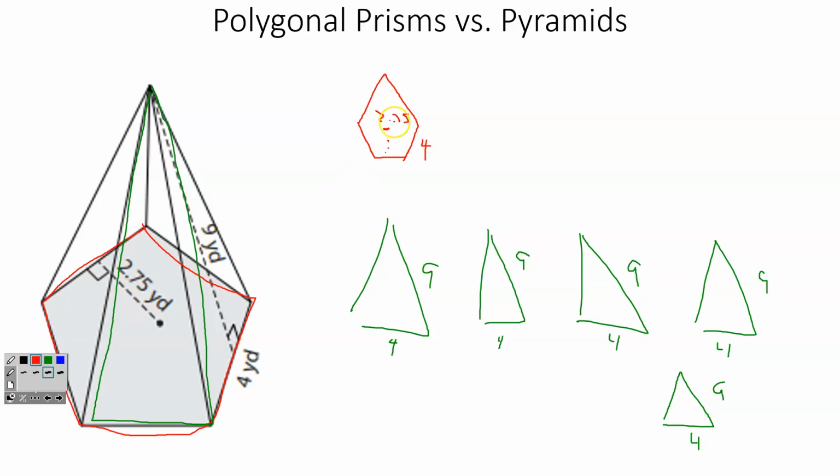For the area of the pentagon, it's the number of sides, which looks like it's 5, times the side length, which is 4, times the apothem, which is 2.75, divided by 2. So I'm going to type that in my calculator: 5 times 4 times 2.75 divided by 2. And that's going to give me an answer of 27.5. For the triangles, it's base times height, 4 times 9, which is 36, divided by 2. Don't forget to divide by 2. So 36 divided by 2 is going to give me an answer of 18. So that means each one of these triangles is going to measure 18.